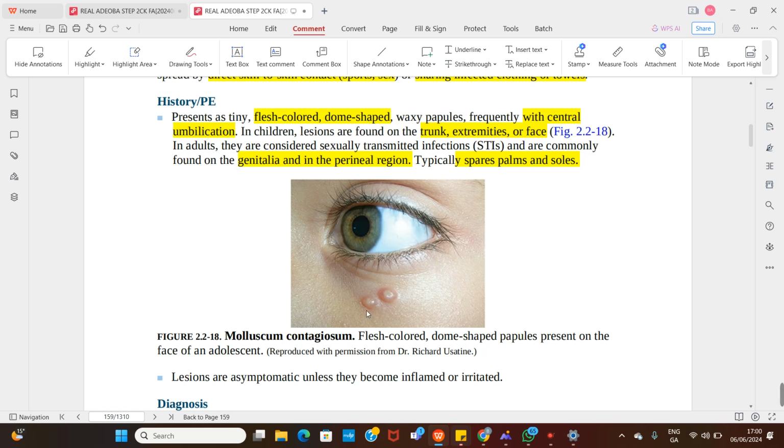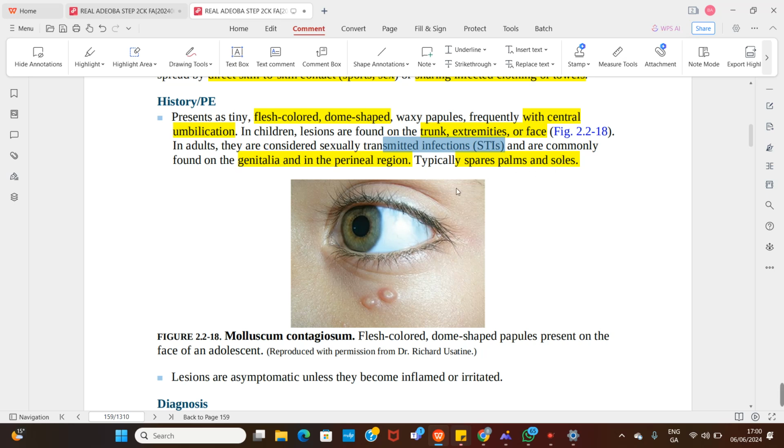papules. Flesh color, you can see that it resembles this person's skin. They are dome-shaped with central umbilication. And you see them on the face, right? Depending on the age group, the extremities and the trunk. While in adults, because they are much more shared with sexual transmission, you find them within the genital area and the perineal regions.